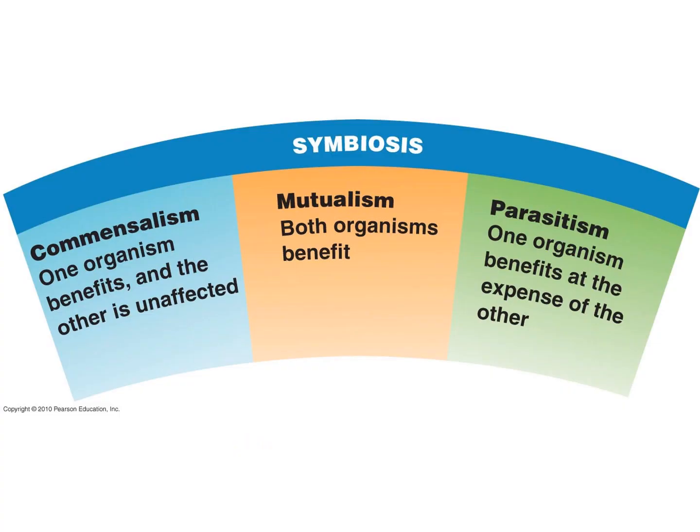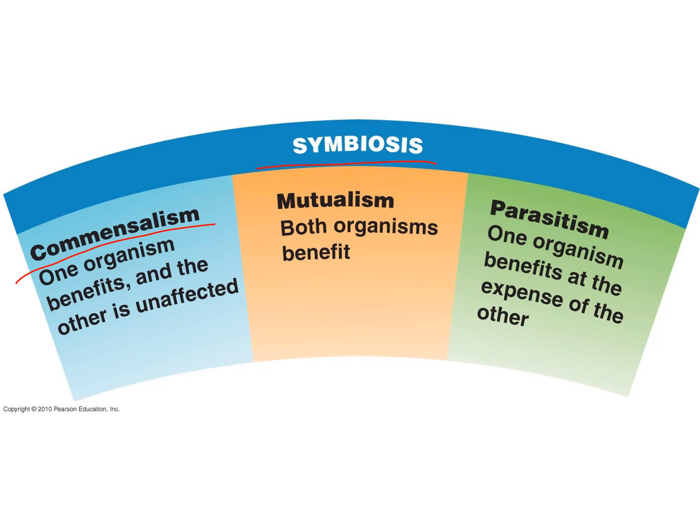When two organisms are living in close contact with each other, such as a human with their flora, that is called a symbiotic relationship, so symbiosis. And symbiotic relationships can be divided into three types. The first type is commensalism.